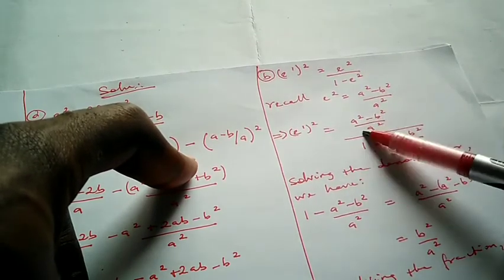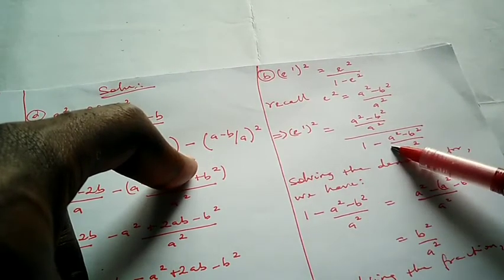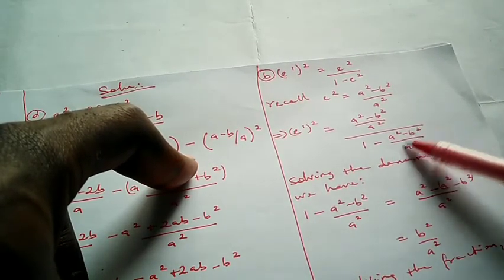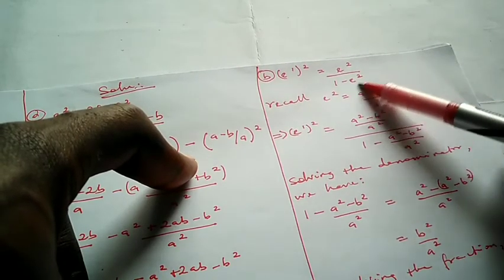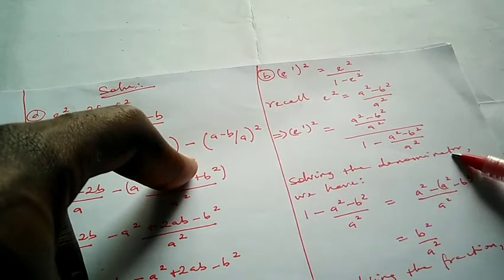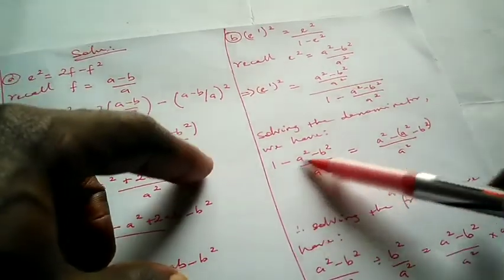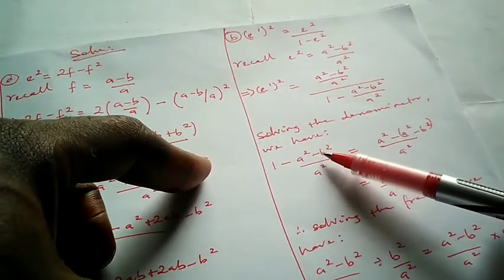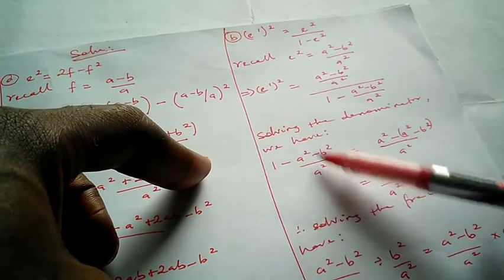This then implies that e prime squared will now be this e squared, which we are now replacing with a squared minus b squared all over a squared, divided by 1 minus a squared minus b squared all over a squared. So wherever you see e squared now, we have replaced it with this fraction here. Good. So solving the denominator, we have something like this. The denominator is 1 minus a squared minus b squared all over a squared. So we are going to solve it as a fraction.